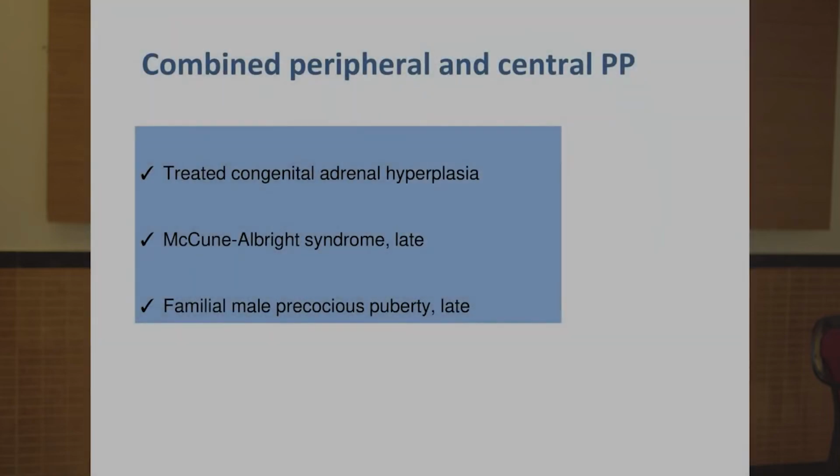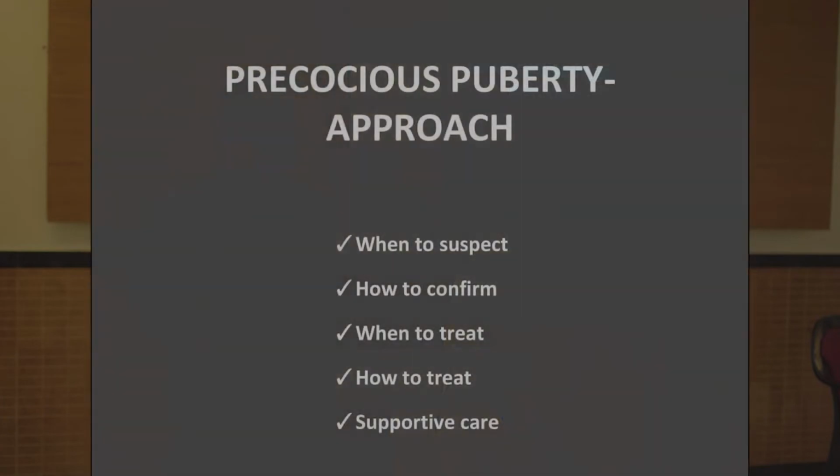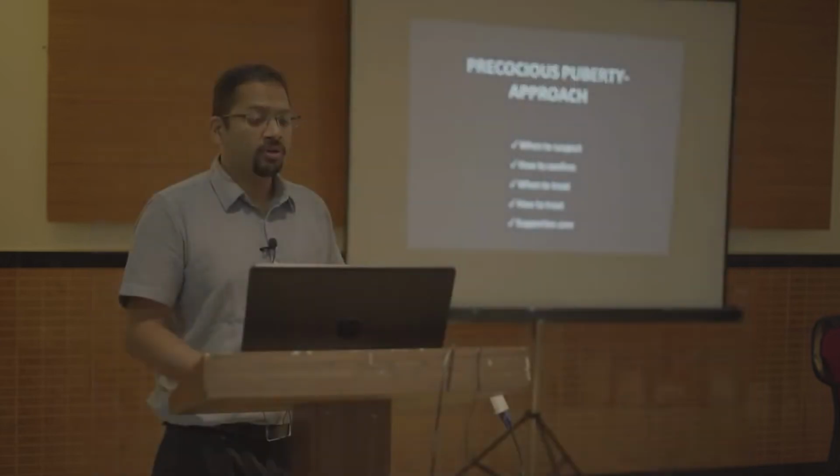As I told, there can be combined peripheral and central precocious puberty, as you see in CAH, McCune-Albright syndrome, and patient with familial male precocity. It usually occurs in the late stage of the disease. So, how to approach when we suspect, how to confirm the precocious puberty, when to treat, how to treat, and what are the supportive care.